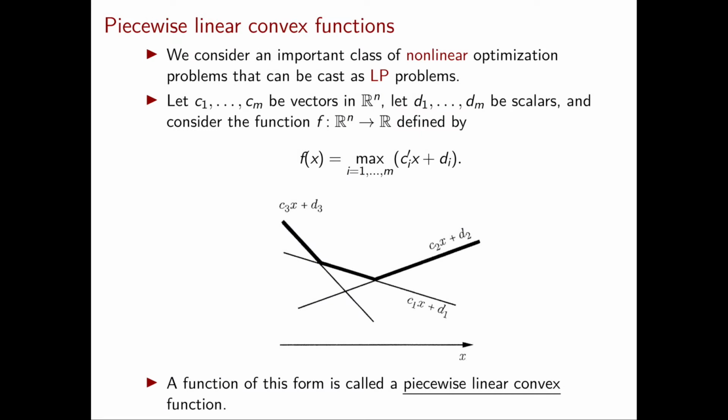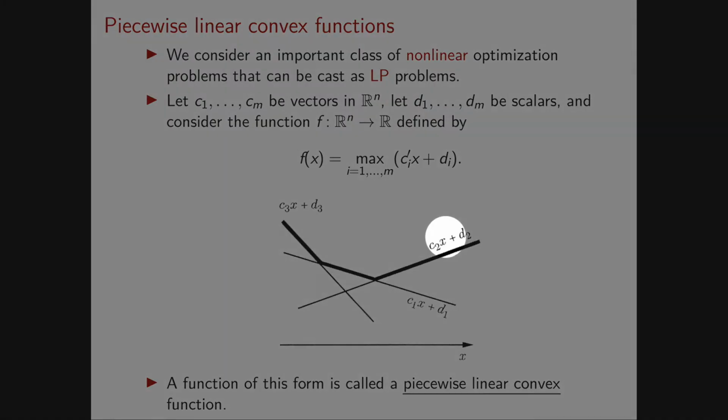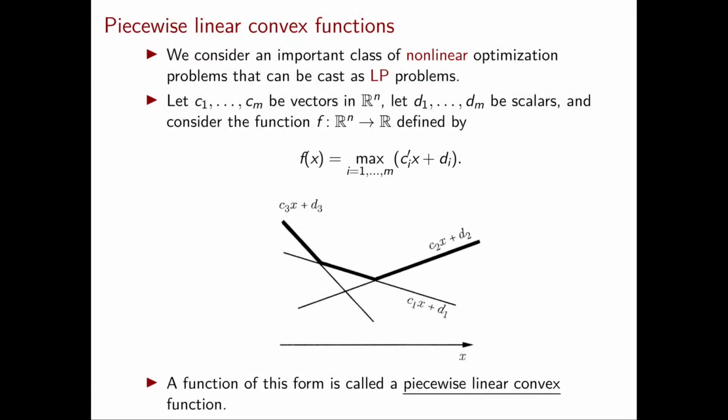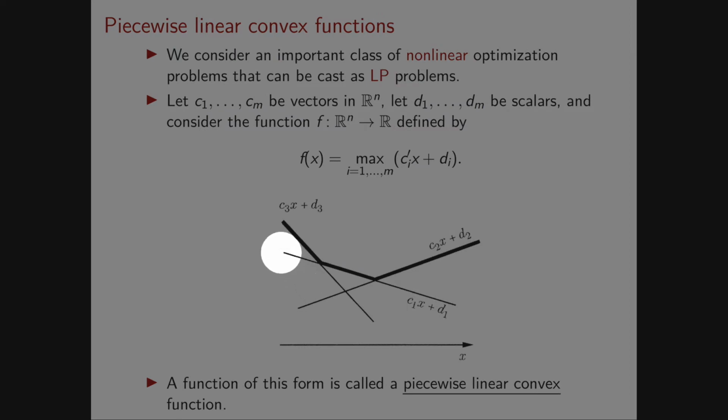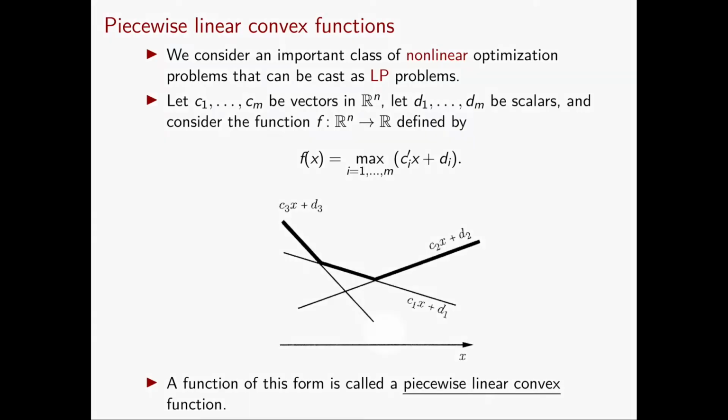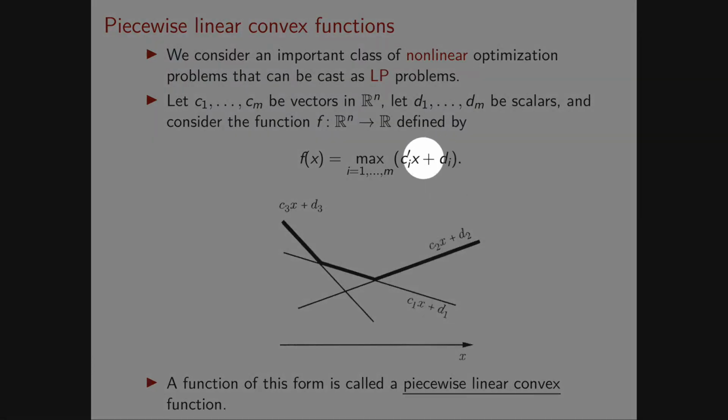To visualize a piecewise linear convex function, we have an example below. To be able to visualize it, in this example, x has only dimension 1, while in general, of course, x is just an n-dimensional vector. So what do we have in this example? We have exactly 3 affine linear functions. The first one is c1 x plus d1, the second is c2 x plus d2, and the third is c3 x plus d3. So these are the 3 functions inside the max.